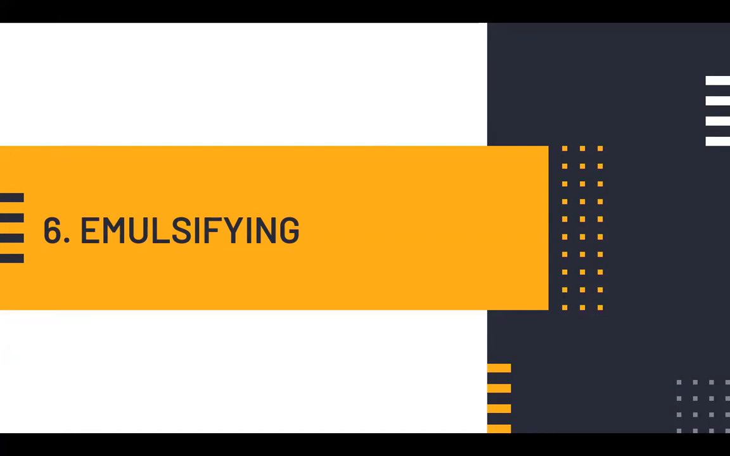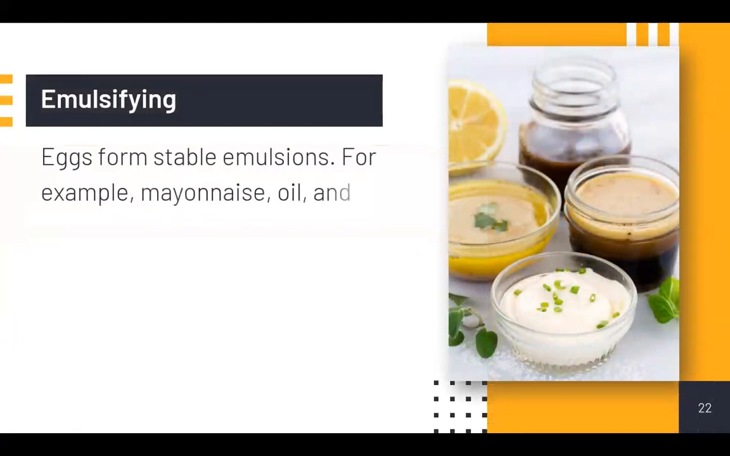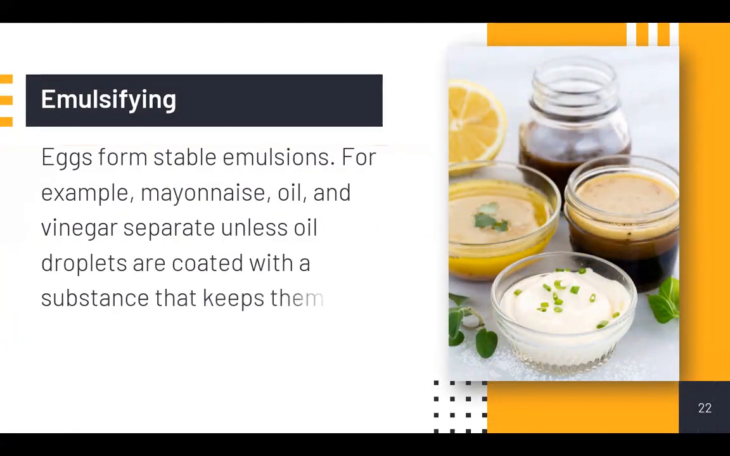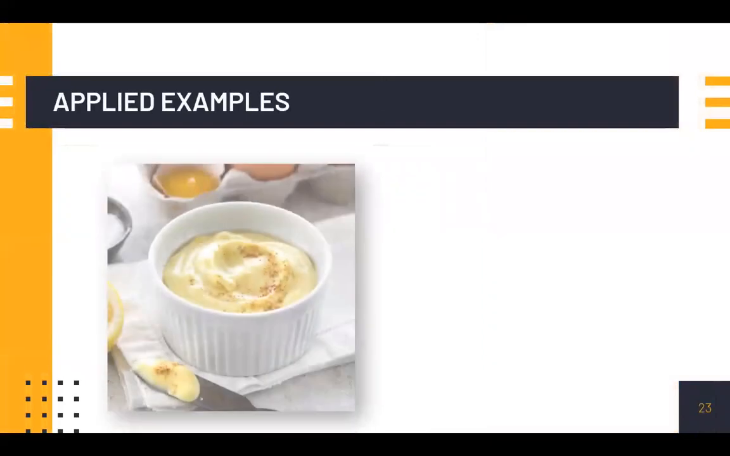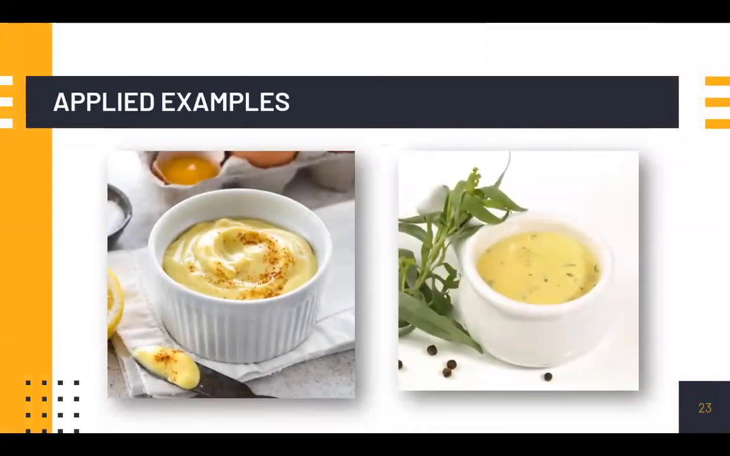Mix egg proteins thoroughly with oil and water, and one part of the protein will stick together with the water and the other part will stick to the oil. As mentioned, eggs form stable emulsions. For example, in mayonnaise, oil and vinegar separate unless droplets are coated with a substance that keeps them from separating. Eggs are the emulsifiers that give a smooth mayonnaise sauce. And here are the applied examples. We have the mayonnaise and a mustard sauce.